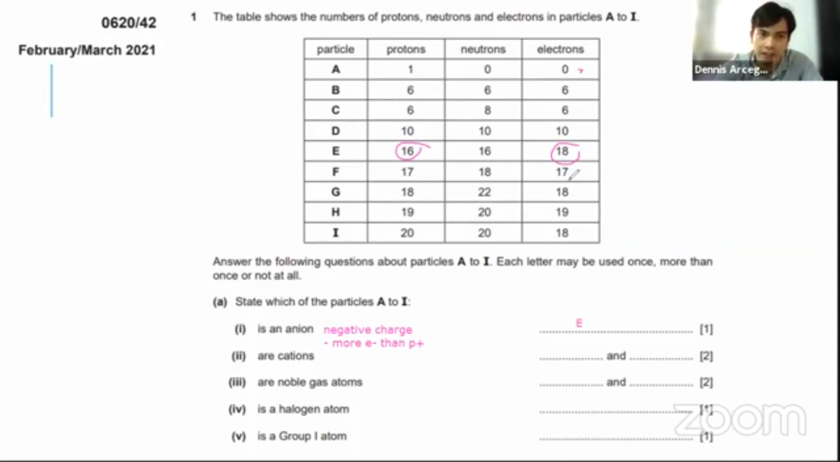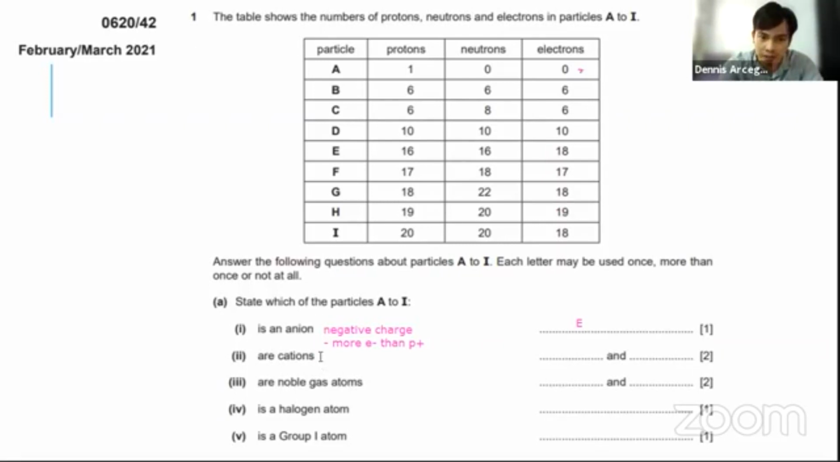Look at the others. This is equal, so this is wrong. It is equal, it has more protons, so it's not the answer. So the answer is letter E. Don't guess this kind of question, because some students will just guess because they don't know how to answer. These are so many items, so many marks, so you have to know this one.